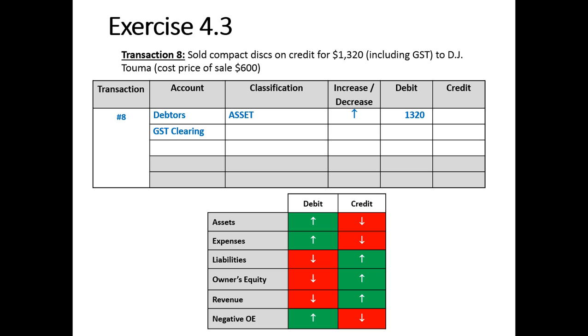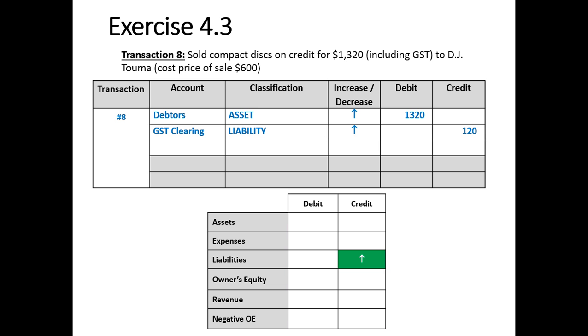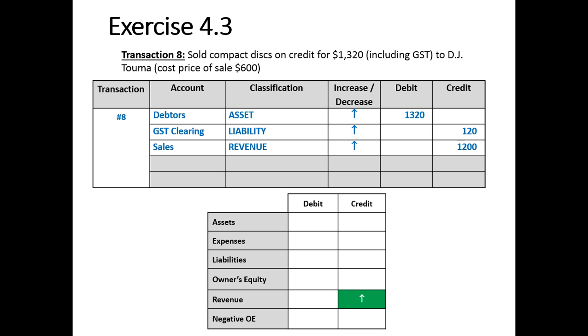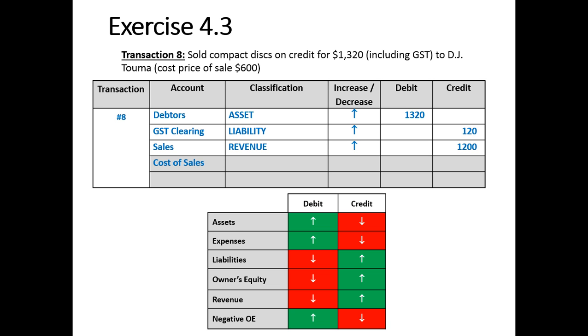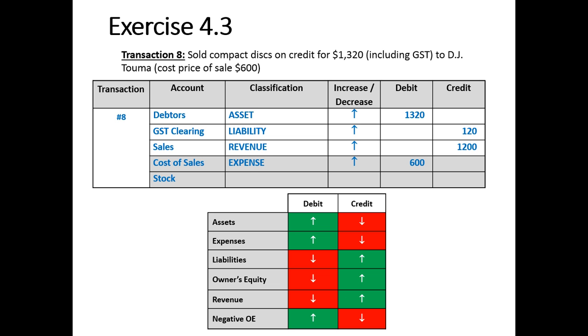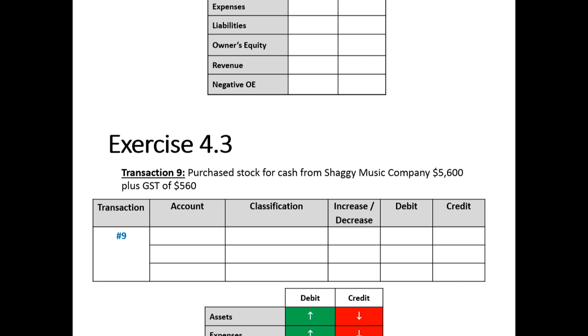What we've got to do now is figure out the GST part. So the liability, we're the one that's charging the GST, so our liability will increase. And to get the amount, we're going to need to divide 1,320 by 11. And when we do that, we'll get $120. That must be in the sale part, which is revenue, and that's increasing. That must be $1,200, and that goes on the credit side. Dealing with the cost of sale expense, that's increasing, so that's a debit. And lastly, we've got stock, which is an asset, decreasing to $600.